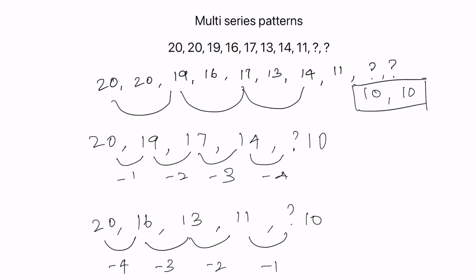In case you run into this kind of multi-series where you have to find multiple numbers that are missing, try to split the pattern into two and see if you can find the correlations.